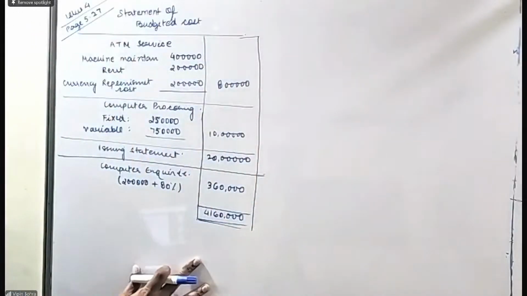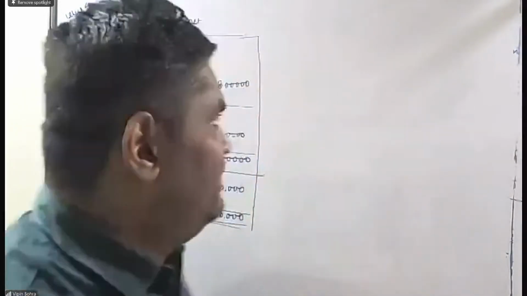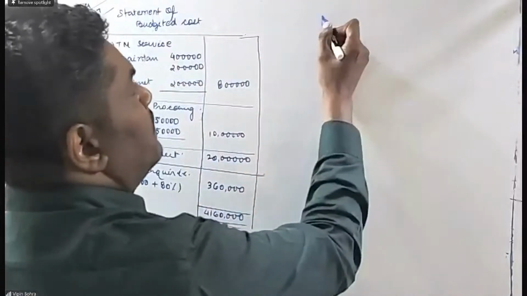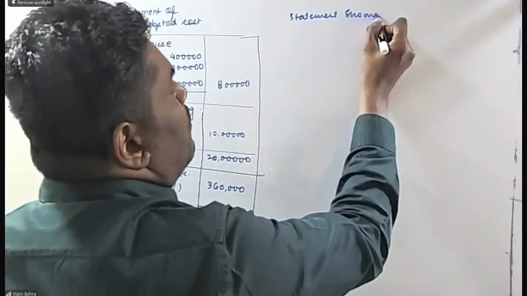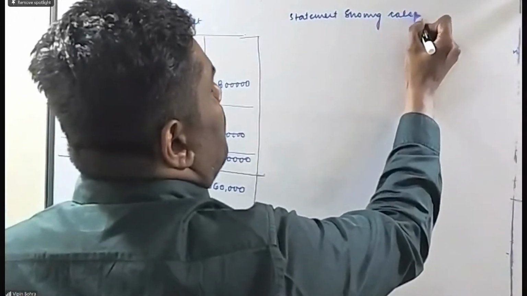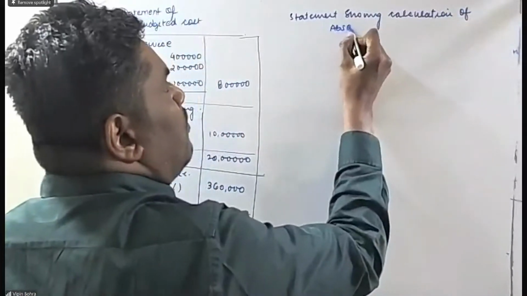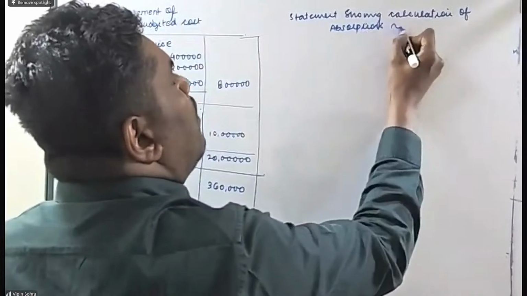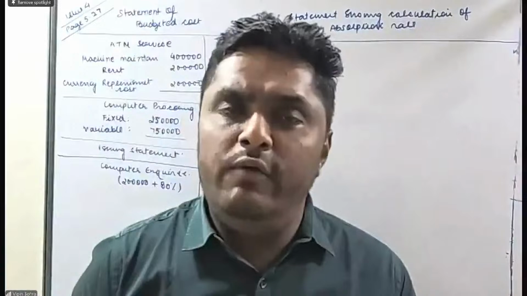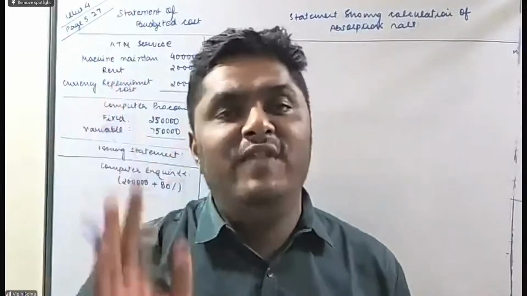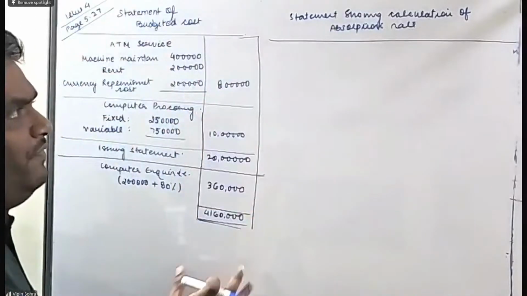Since the overheads were not available with us, we calculated the overheads. Now, let's calculate the absorption rate. I'm following a uniform pattern for all the questions, but in this question, we have the present overhead, and the budgeted overheads we have to calculate. So this is the additional calculation that we have done.